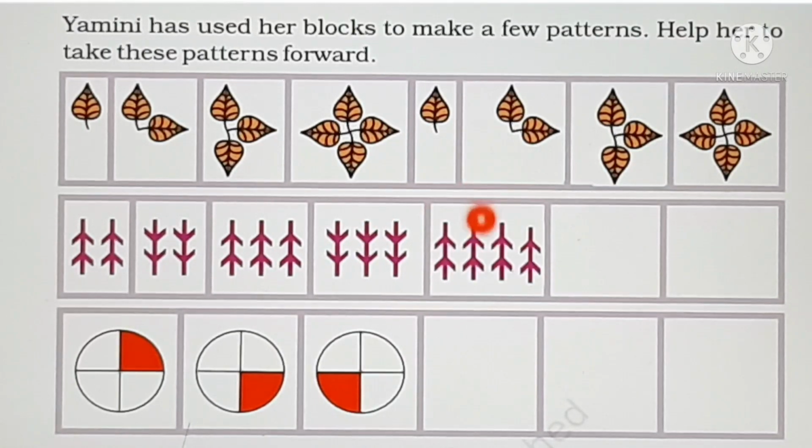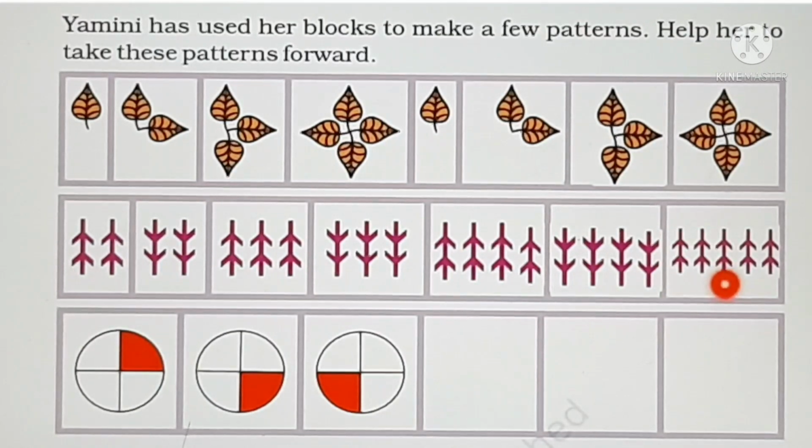After that, four lines with arrow upwards, and then four lines with arrow downwards. After that, five lines with arrow upward. In this figure, we are able to see a circle with four parts, and the colors are shaded in a certain pattern.